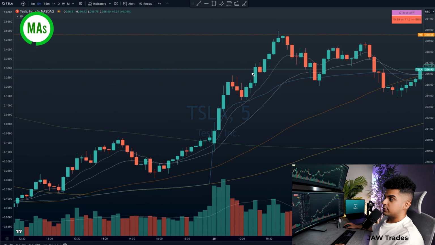Similar to VWAP, if a stock is holding above the 9 and 20 EMA, I don't like to short it. And if the stock is very extended from these moving averages, then the pullback will be for a lot longer. The fifth type of indicator I use are patterns and levels.